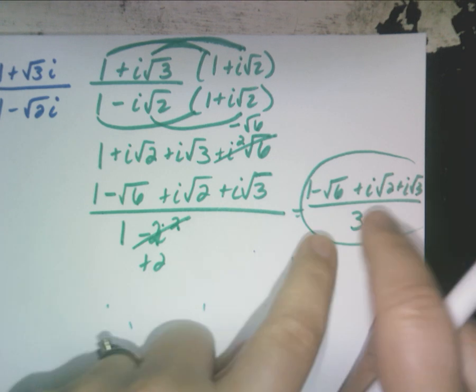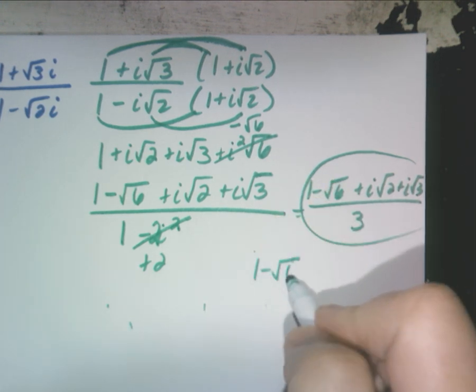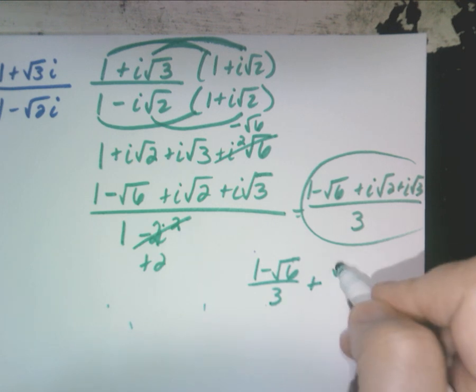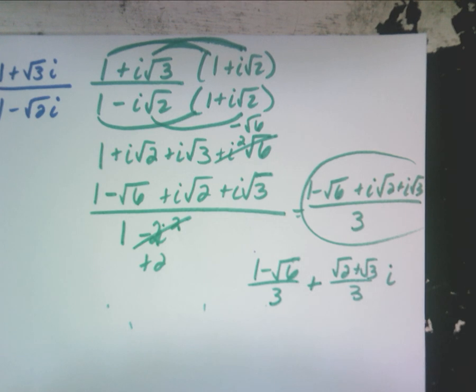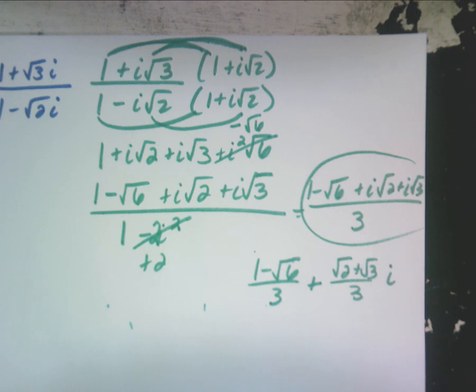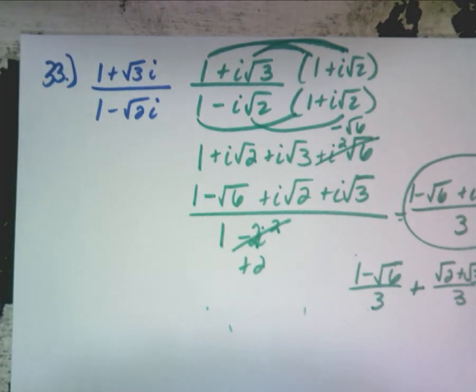What they did after this is they just separated the real part. So they wrote 2 different fractions. They went 1 minus square root 6 over 3. And then they put square root 2 plus square root 3 over 3, and they pulled out the i on the side. And that's the imaginary part. That's all they did in the back of the book. But if you got that far, that's really good. That means you actually have some mathematical sense about you and you know what you're doing. Nice. All right, let's do 51 then. That makes sense? Okay, 51.